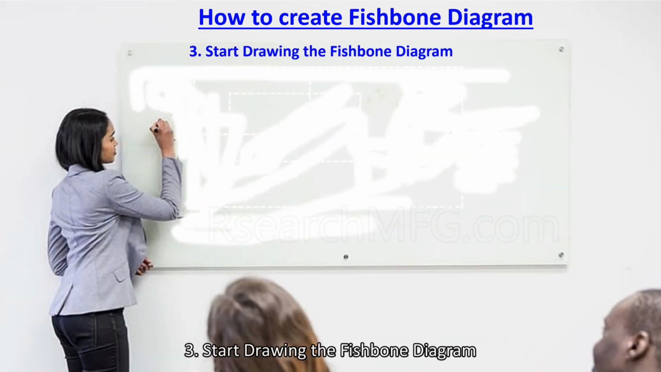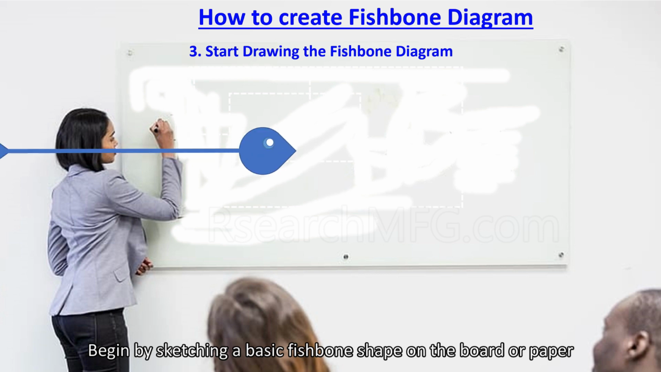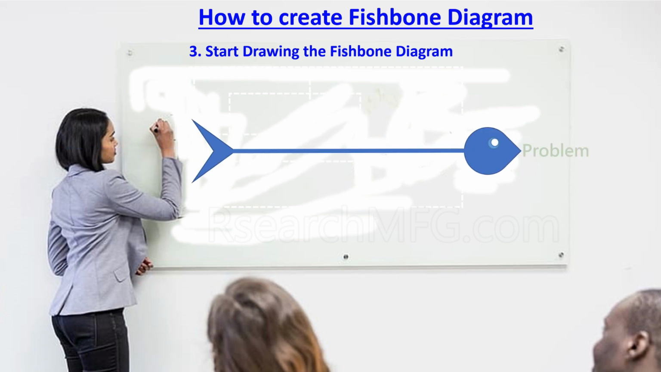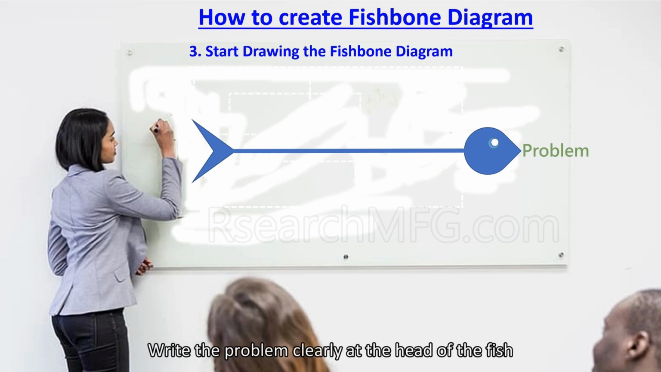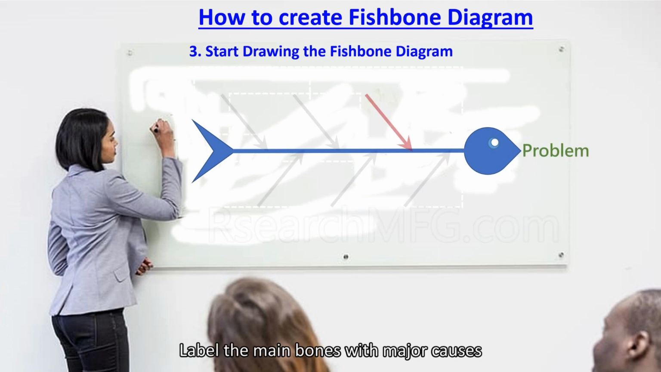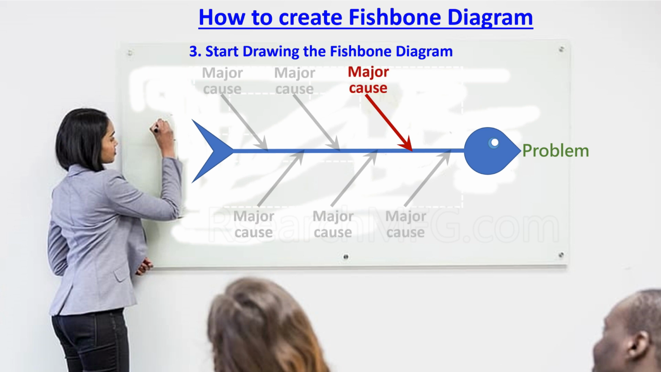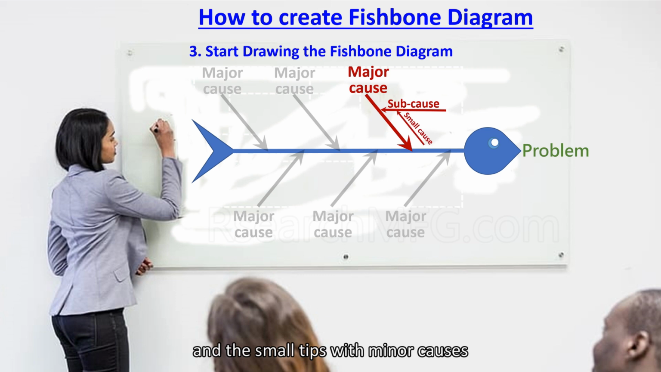3. Start drawing the fishbone diagram. Begin by sketching a basic fishbone shape on the board or paper, with the head pointing to the right, arrow to the right. Write the problem clearly at the head of the fish. Be sure to describe the issue in detail, its characteristics, symptoms, or signs, so everyone understands the context. Label the main bones with major causes, the branches with subcauses, and the small tips with minor causes.